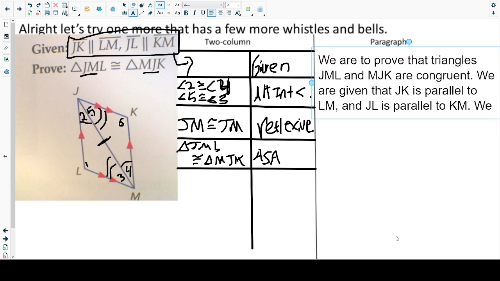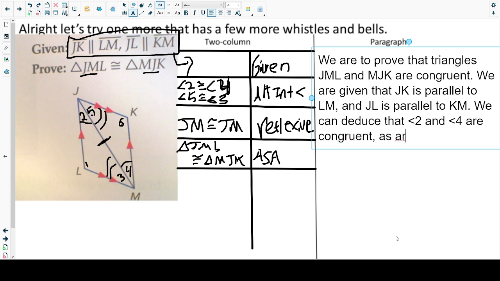We can deduce that angle 2 and angle 4 are congruent. We're going to get really fancy here, as are angle 5 and angle 3. Oh, we're doing them both together here, right? Really fancy. I'm going to make a new sentence for our second. Remember, it's a three-part sentence. This is getting a little bit long, so I'm going to cut the sentence off, make a new sentence saying why we know that's true.